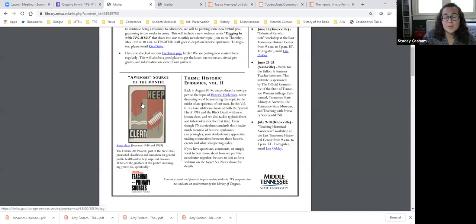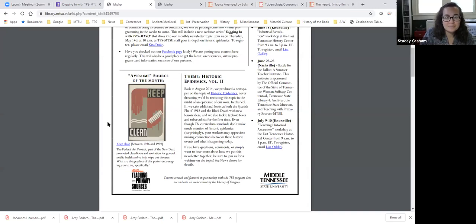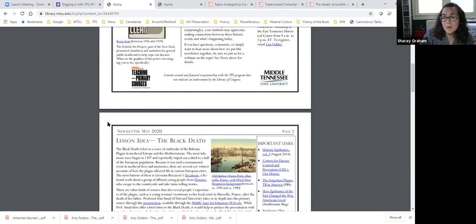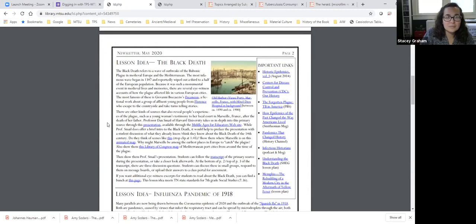There were lots of posters about STDs, so the campaign against syphilis, which you probably don't want to talk about with your students, but which of course has been an epidemic in lots of places around the world. So there's lots of, if you like those posters there, you can find some for other topics as well.